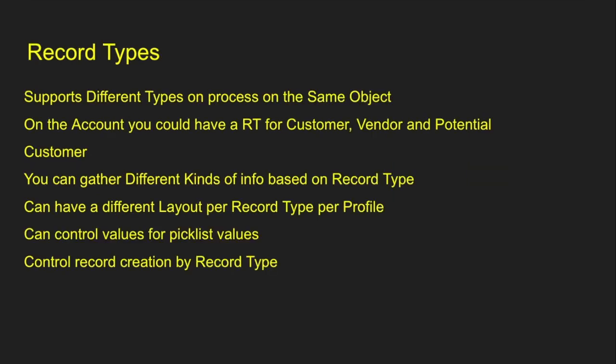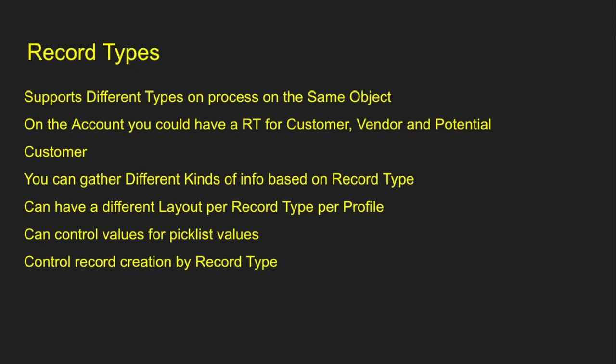All right, record types. They support a different type of process on the same object. So on the account, you can have a record type for customer, vendor, and potential customer. You can gather different kinds of info based on record type. So you can have different fields, different page layouts. They're all accounts in the sense that they're business entities, but you want to gather different types of information because there are different types of businesses that you want to gather information from.